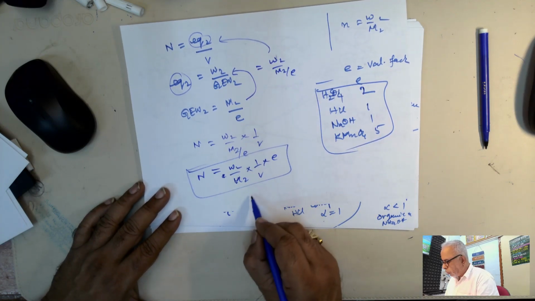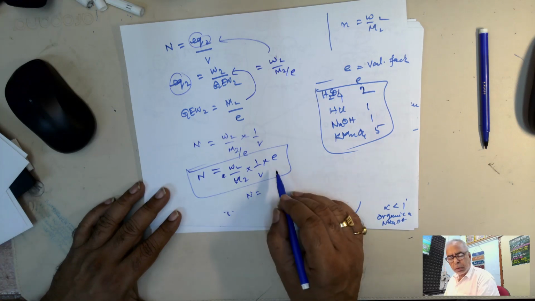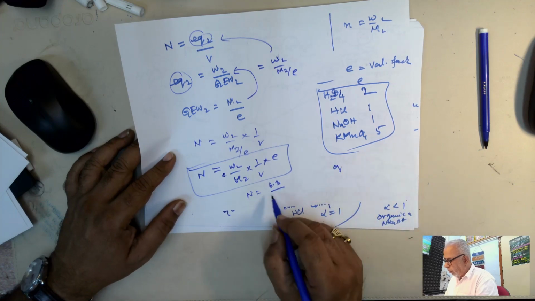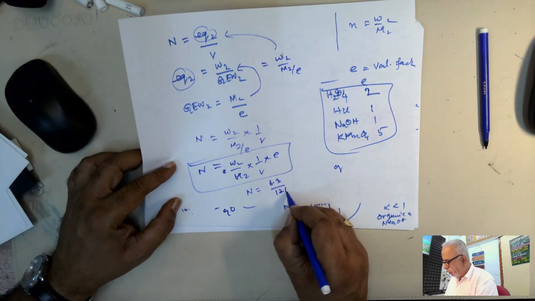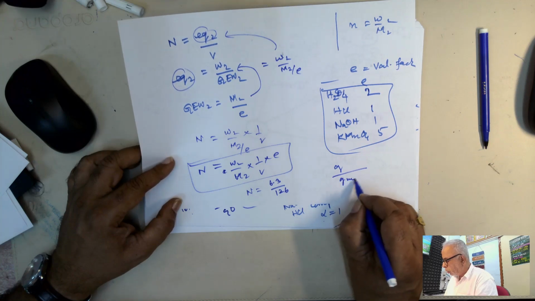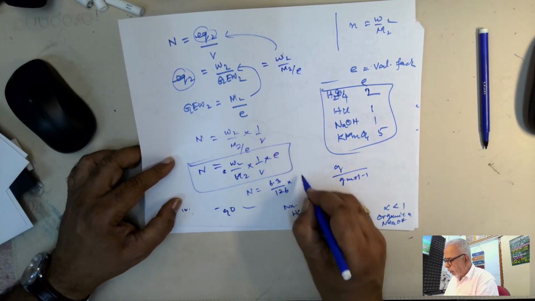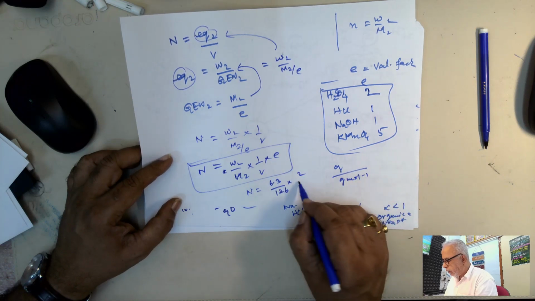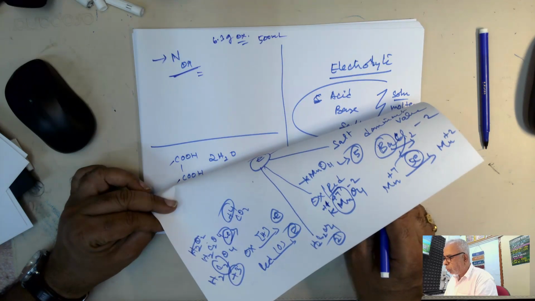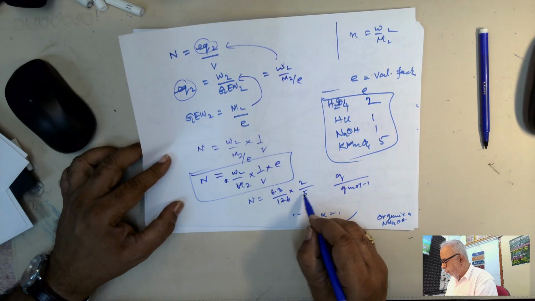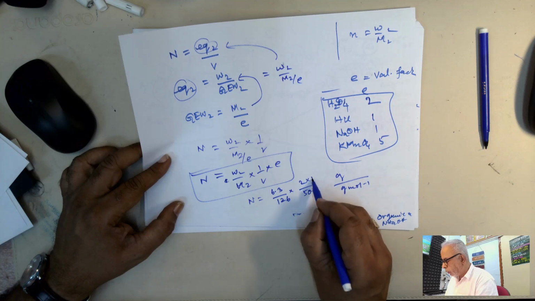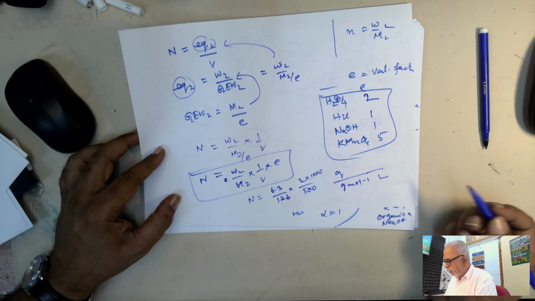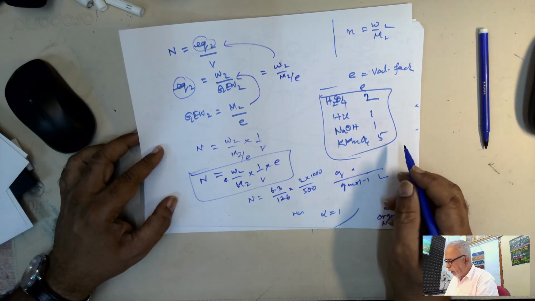Now you can substitute. So N is equal to how much? W2 is 6.3 gram. Molar mass 126 gram per mole. And then equivalence. What is the equivalence here? 2, right? Divided by the volume of the solution, 500 ml, that is 0.5 liter. Is it not? So 500 by 1000 here. So can you work out? That is in liter.